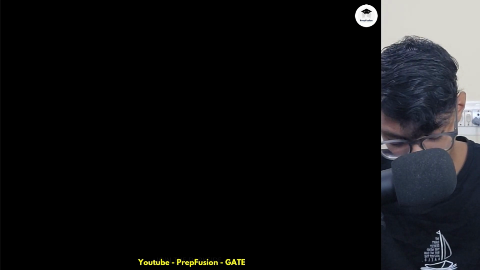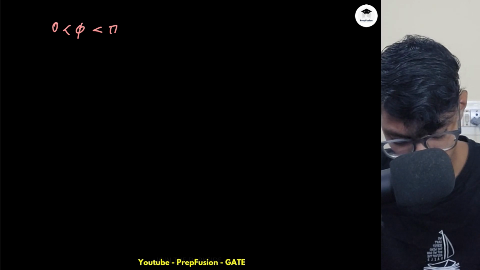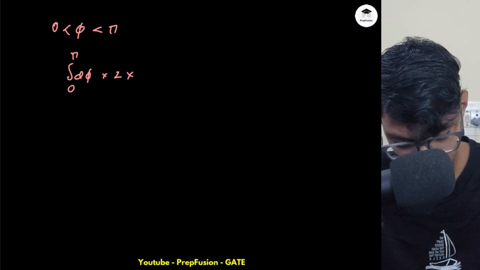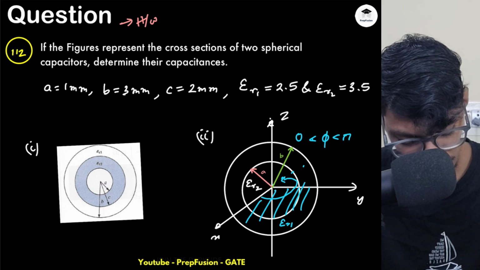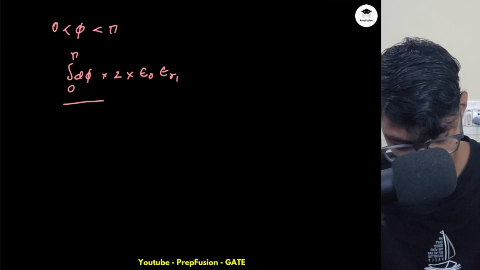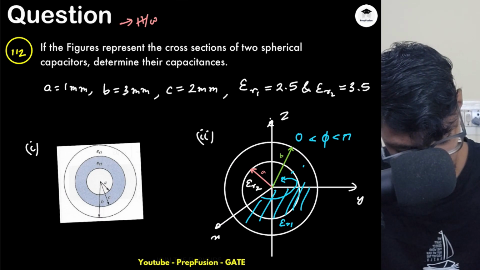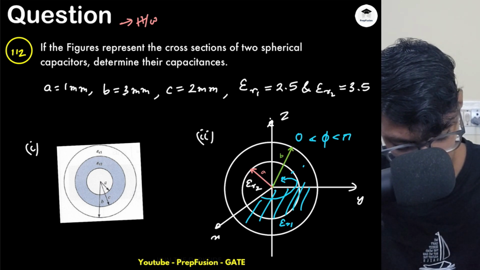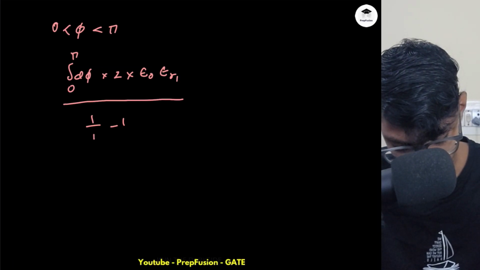So I'll just replace it for when my phi is varying from 0 to pi, I have epsilon R1. So this will be 0 to pi d phi into 2 into epsilon naught into epsilon R1. Again, epsilon R1 is same only, it is 2.5. So we'll write this epsilon R1 for now, divided by this radius, which will be same. This is A and this is B. Now the radius doesn't change anymore. So it is 1 by 1 minus 1 by 3.